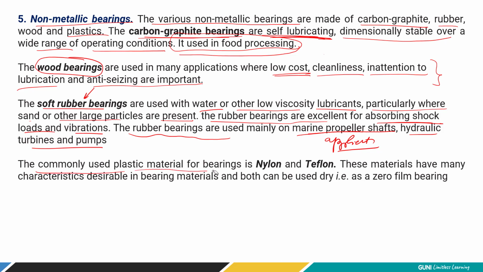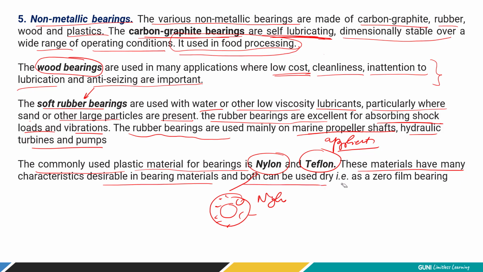The commonly used plastic materials for bearings are nylon and Teflon. Many times you have seen that the bearing is of white color, right? So that is nylon. It's called nylon material. So wherever there is a requirement to absorb load, absorb shock, absorb vibration, then you are going to choose this kind of material. These materials have many characteristics desirable in bearing material. Both can be used dry, that is zero fill bearings, right? So you do not require any kind of lubrication. So in most cases, when you choose a non-metallic material as a bearing, you do not require additional lubrication. So that will be referred to as zero fill bearings.